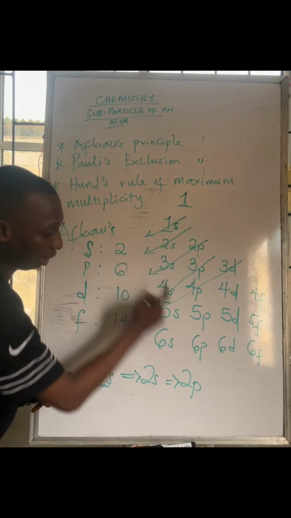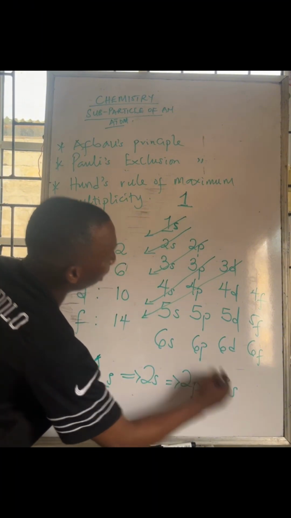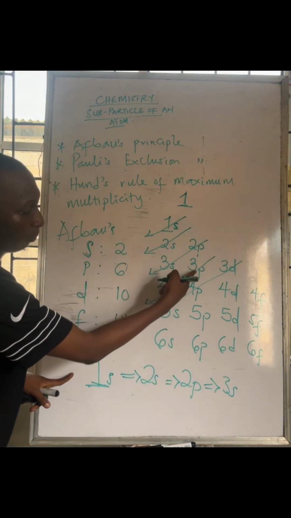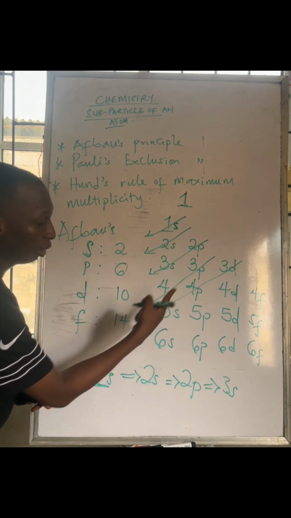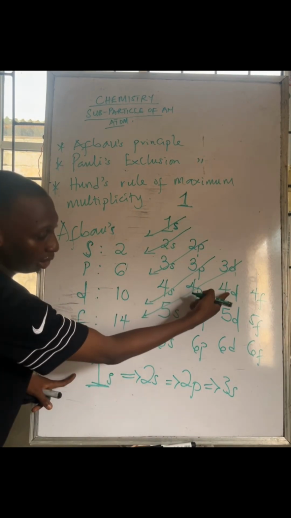2p to 3s. 3s to 3p. 4s, 3d, 4p, 5s, 4d, 5p.